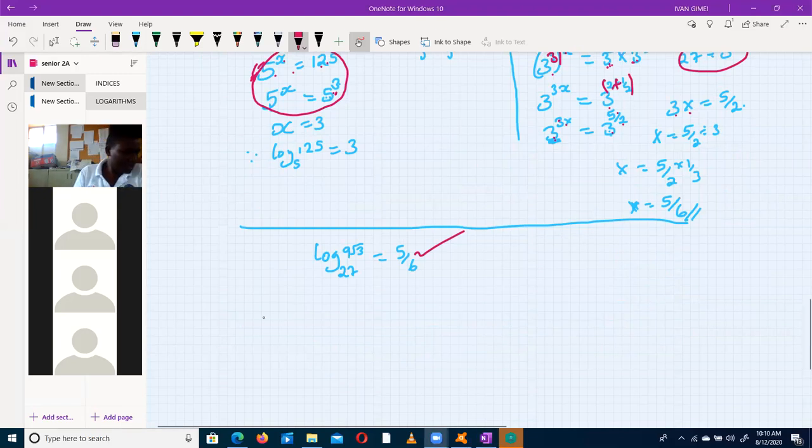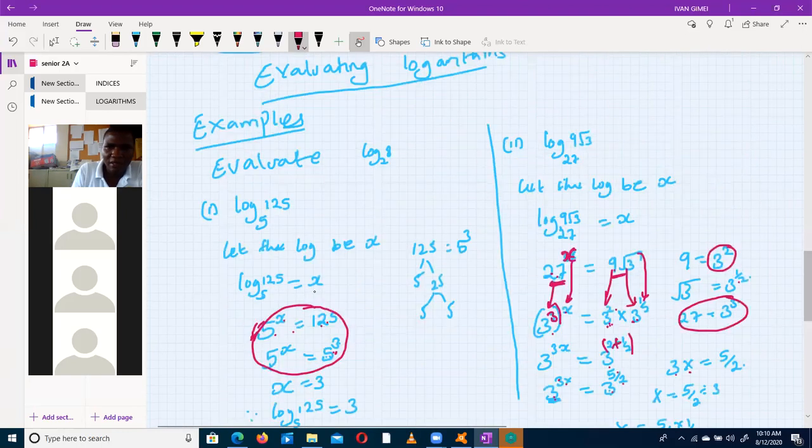Okay, let's proceed. Let's have another trial here. This is example 1, this is example 2. Let's go to example 3.